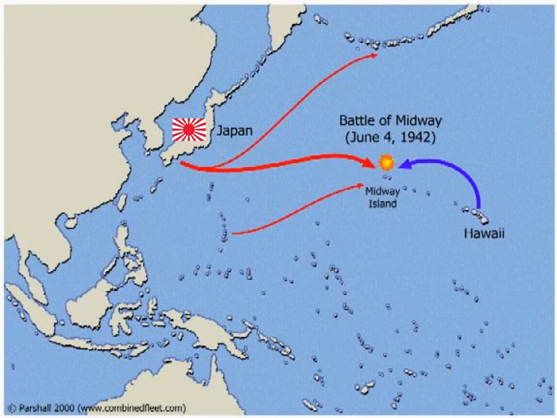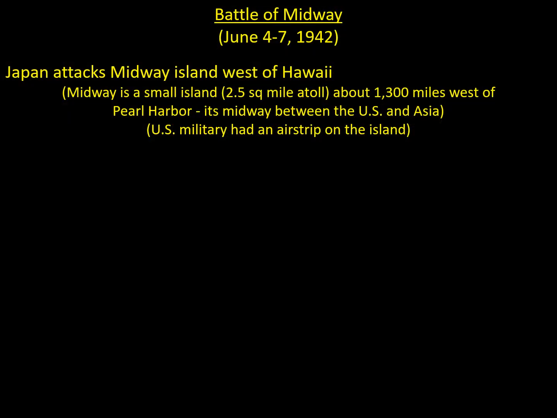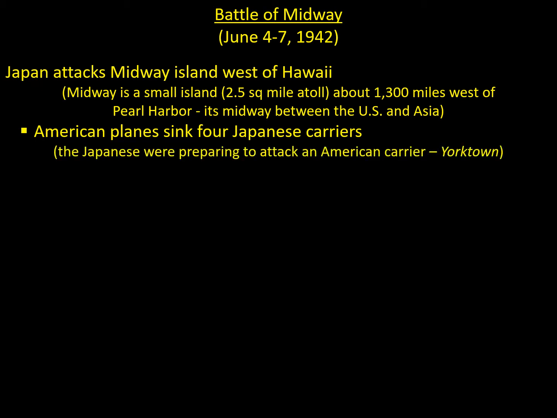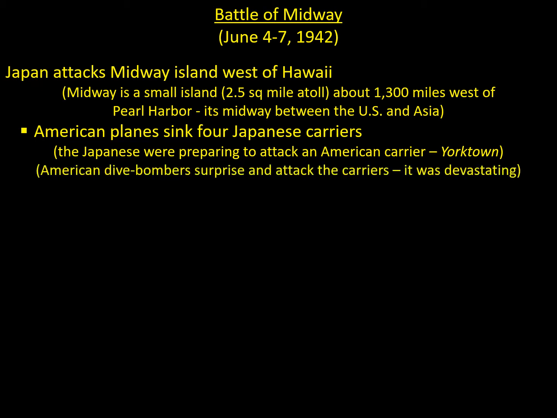Here you can see on the map where Midway's position is in relation to Japan and Hawaii. In the battle, America will sink 4 Japanese aircraft carriers. Now, the Japanese were preparing to attack an American carrier, the USS Yorktown, which had been repaired after the Battle of Coral Sea. But while they were doing this, American dive bombers surprised them and attacked the Japanese carriers.